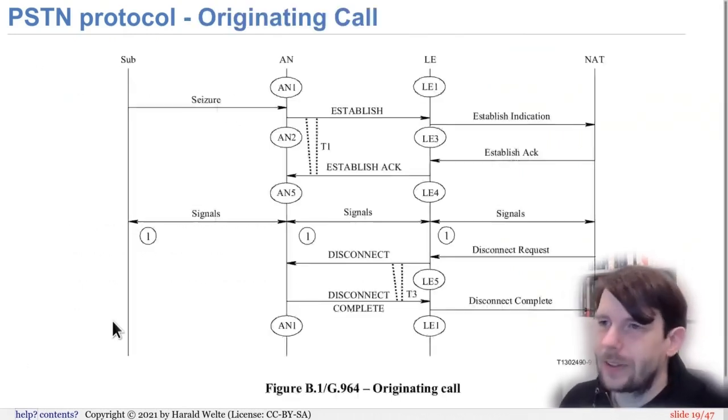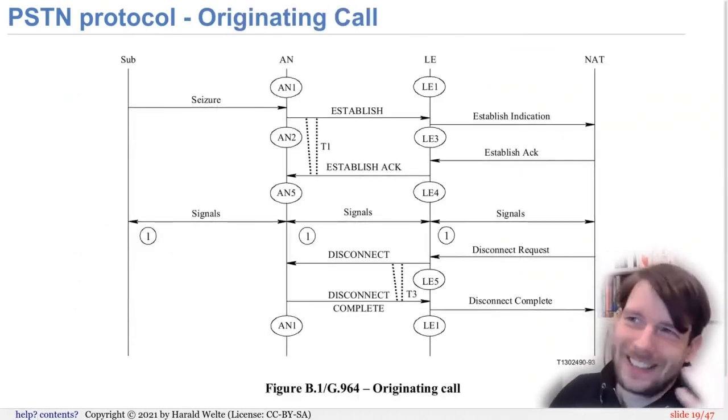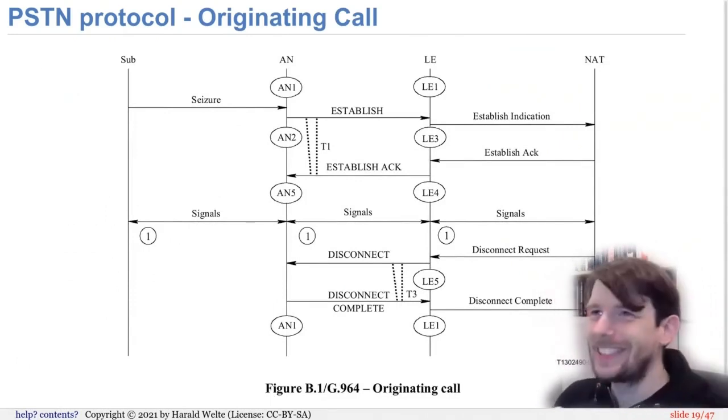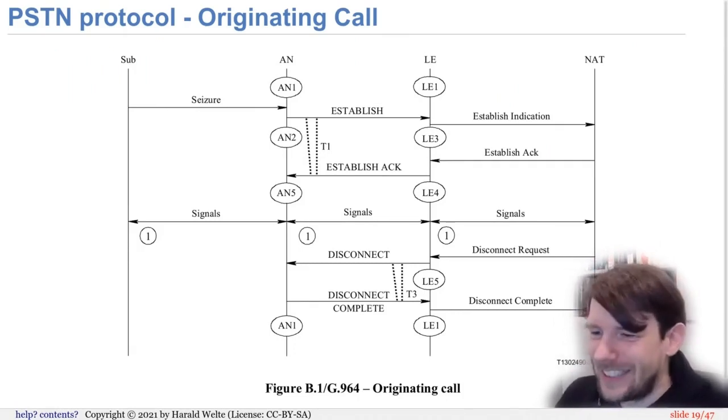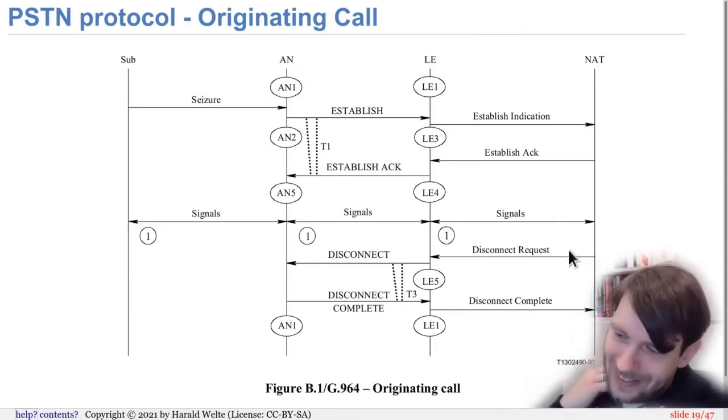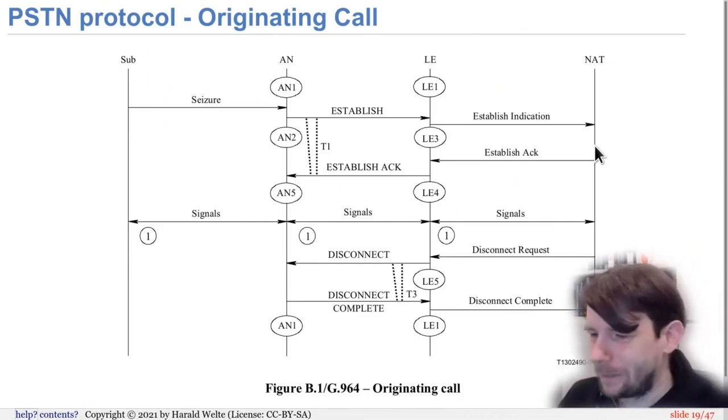And the way how this looks like in a mobile, you see, I'm always talking about mobile telephony. No, it's, of course, not a mobile originated call. It's an originating call, nothing mobile about it. So the subscriber basically takes the phone off hook, which is called a seizure event. And here we see the access network in this line. We see the local exchange here, and we see the national higher layer protocol implementation on top.